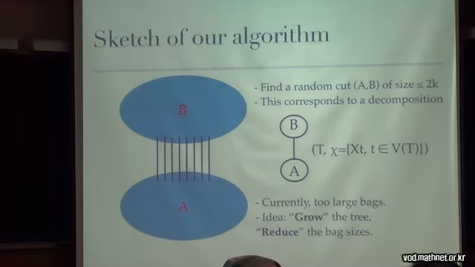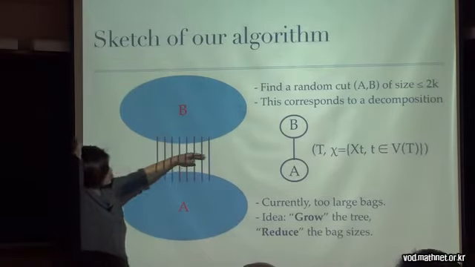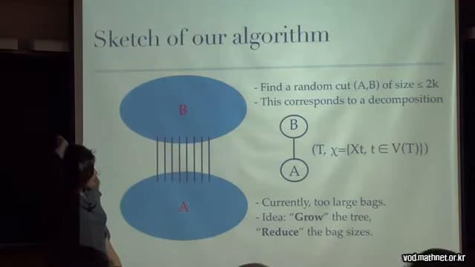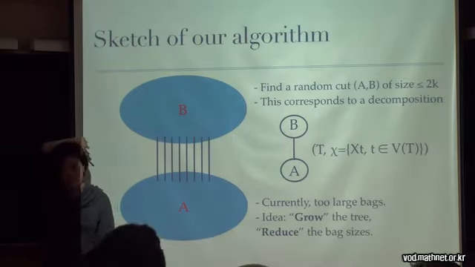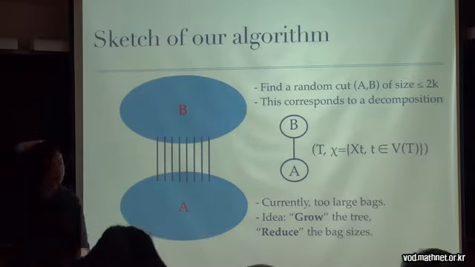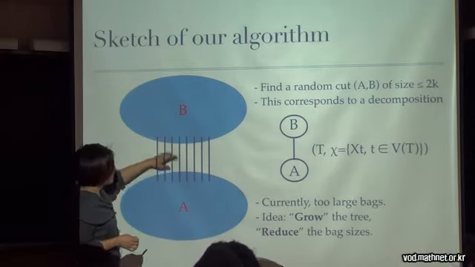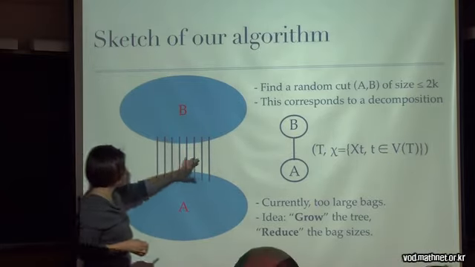So how does the algorithm work? We start with a random cut, which induces this bipartition A and B, and say that the cut size is at most 2k. Such a cut can be found in polynomial time. You just use a min cut algorithm.